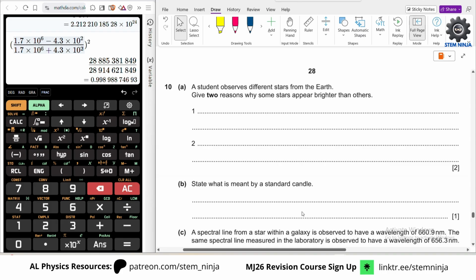Question number 10. A student observes different stars from the Earth. Give 2 reasons why some stars appear brighter than the others. Now, the brightness is similar to flux, radiance and luminosity: intrinsic brightness, apparent brightness. So they're similar quantities, but they are different. So the factors are similar. So one is more luminous, and there could be the difference in distances also.